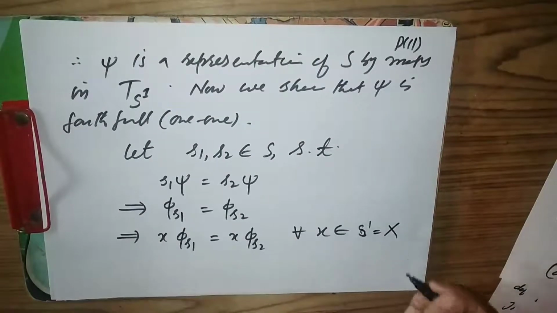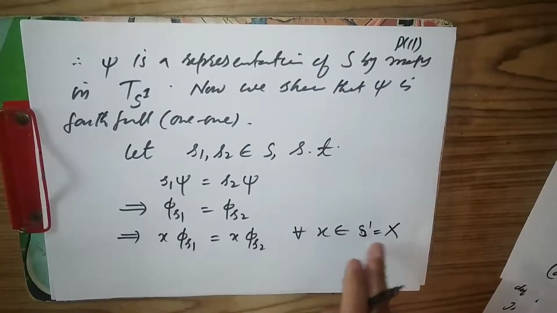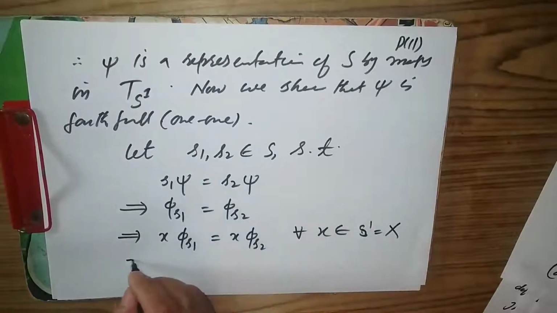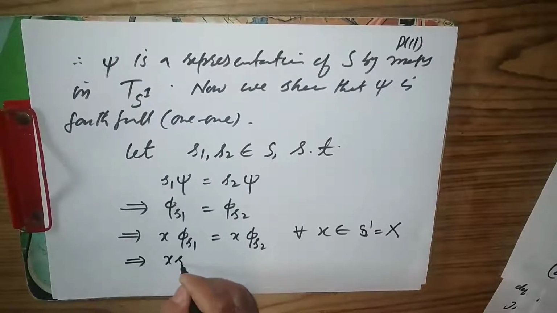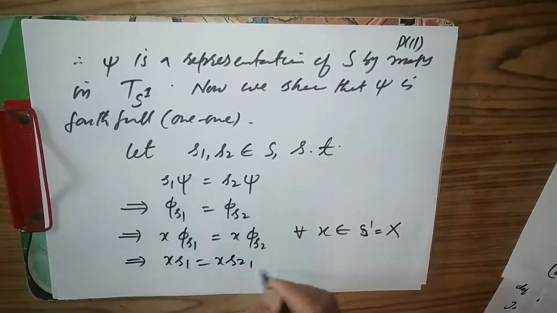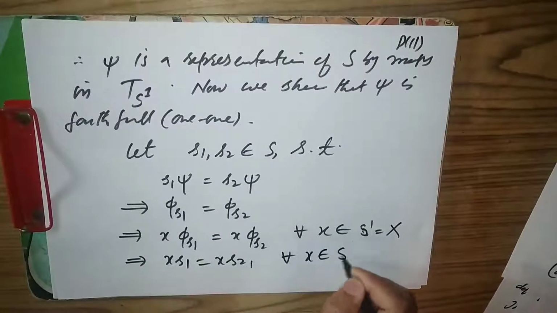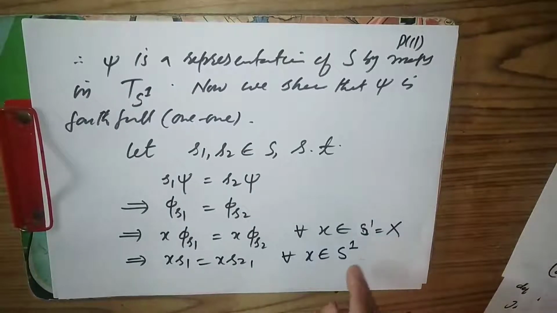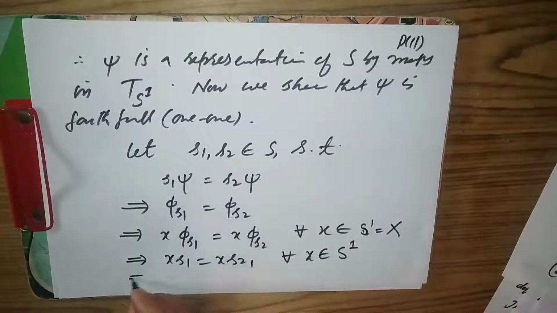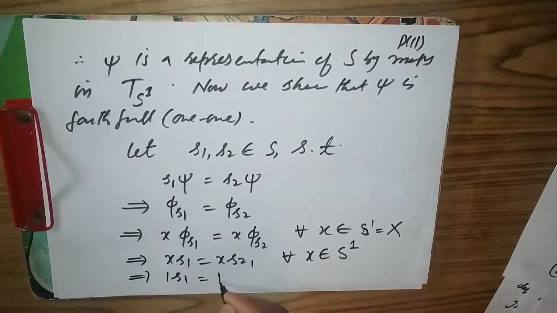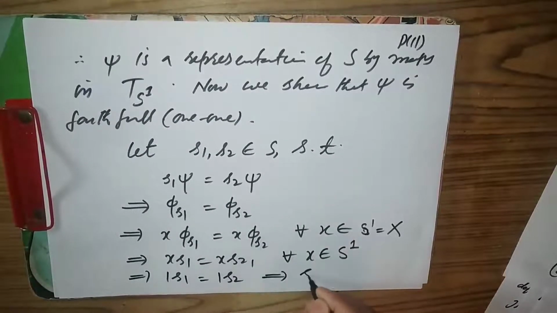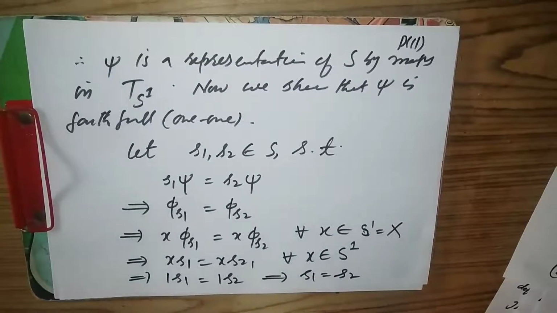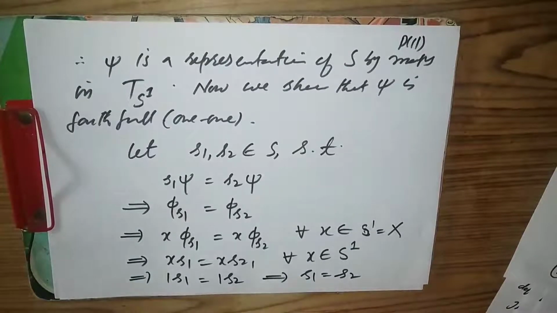It's a map from X to X. So they are equal at each point of X, because S1 is equal to X. Which implies that, by definition, X S1 is equal to X S2 for all X belonging to S1. So in particular it's true for X equal to 1, because 1 belongs to S1. Which implies 1 S1 is equal to 1 S2. This implies S1 is equal to S2. So thus the representation is faithful.